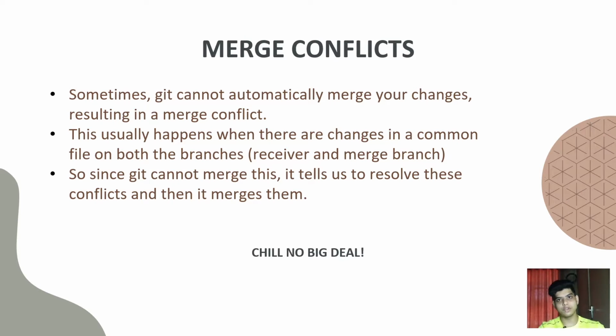Now as we saw last time, the fast forward merge was automatic. Whenever we write git merge and the name of the branch, it automatically merges. But there are times where git cannot merge automatically, and this usually occurs when there are changes in the common files, right? So we'll explore an example of this, and it's not a big deal, it's easy. We just have to resolve the conflicts.